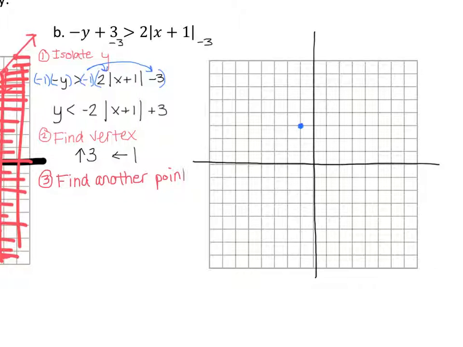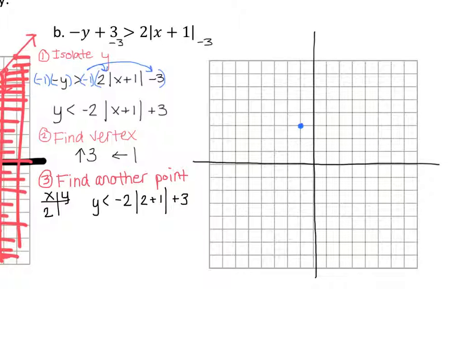So what would you like to plug in for x? 2. Sorry. I was going to say -2. Oh, well that works. Okay, so if we're plugging in positive 2, so it'll be y is less than -2 times absolute value of 2 plus 1 instead of x plus 1, and plus 3 at the end.